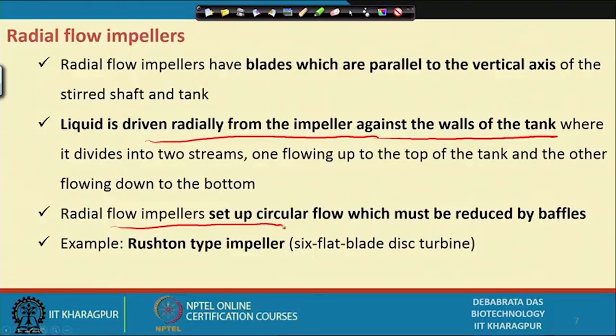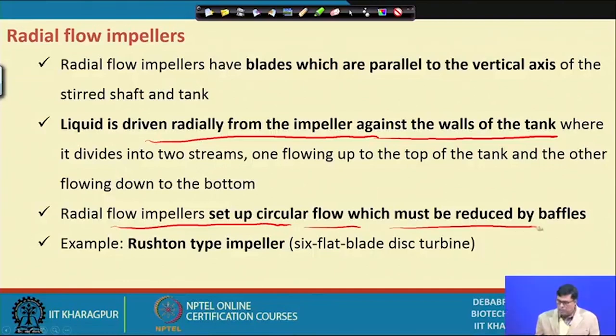Radial flow impellers set up circular flow, which must be reduced by the baffle. And why are baffles required? We want to maintain uniformity in the height of the liquid, and if you don't use the baffle, then we have vortex formation. The example of the radial flow impeller is the Rushton type impeller, the 6-blade Disc turbine. I showed you the disc and the flat blades that we have.